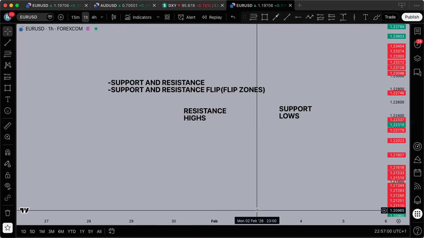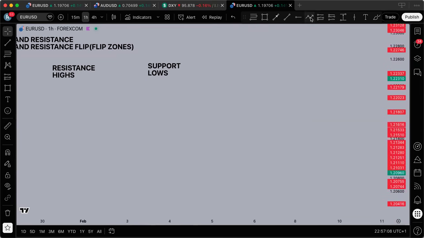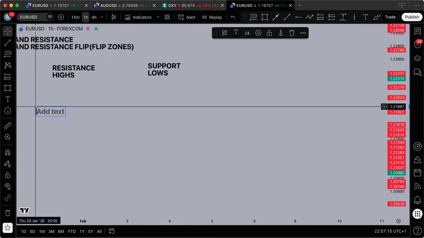Good. So now let's dive into support and resistance flip. First of all, what is support and resistance flip? Just as the name implies, flip zones. Support and resistance flip simply means when a support level turns to a resistance level.